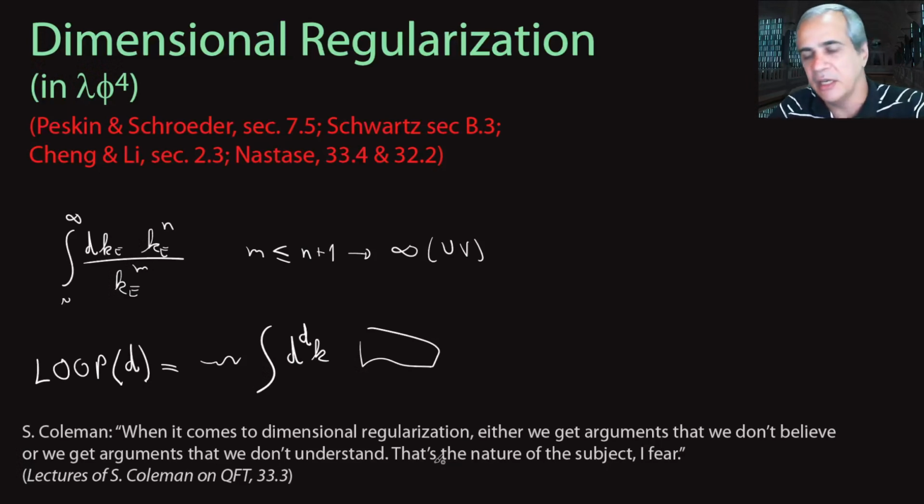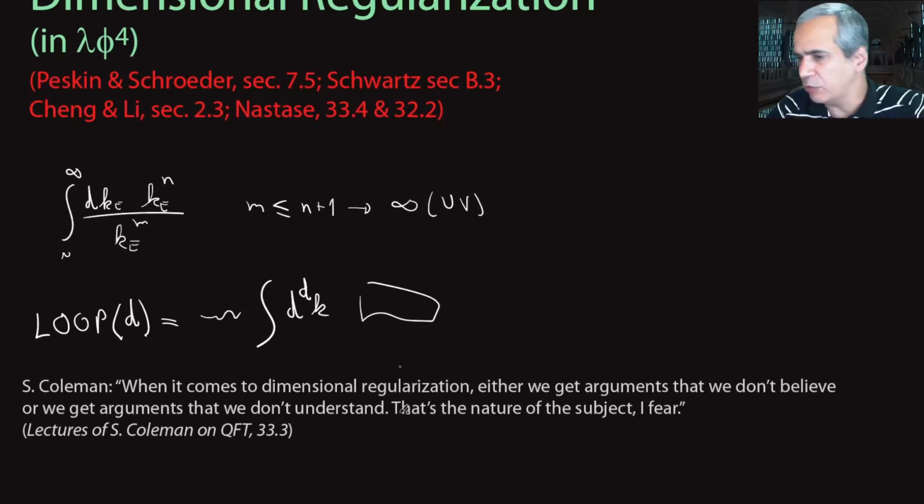We take d to be slightly smaller than 4, and we will always be looking at the limit when d is coming back to 4 dimensions from the lower side. Of course, in this case I have to lower the dimensions to make my integrals converge.